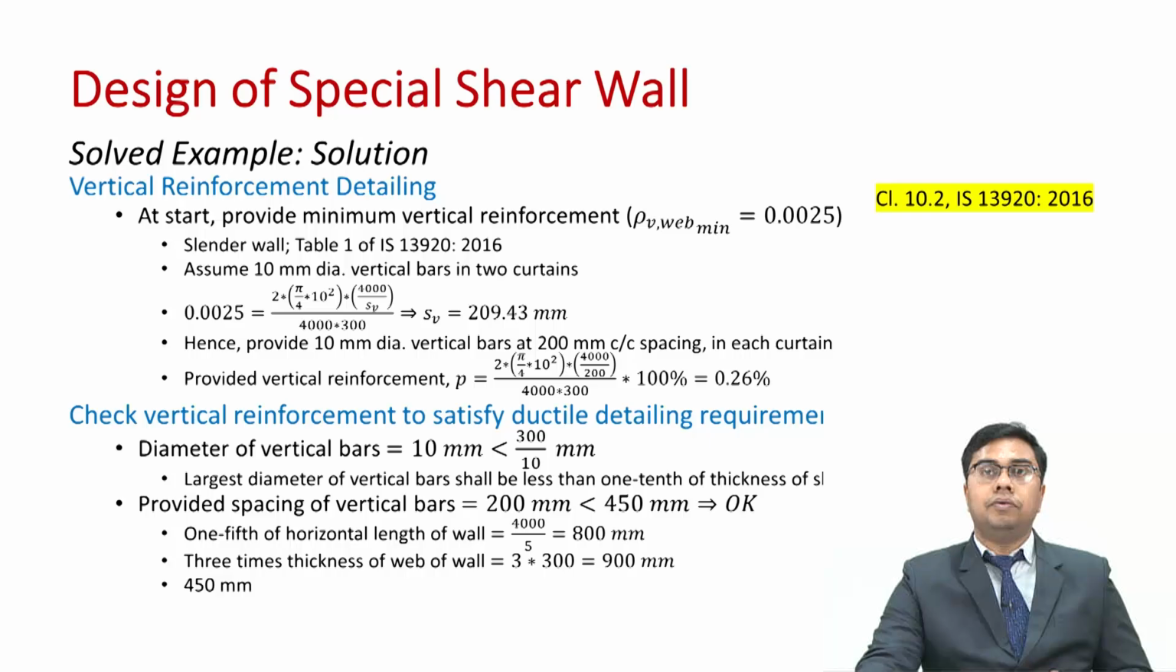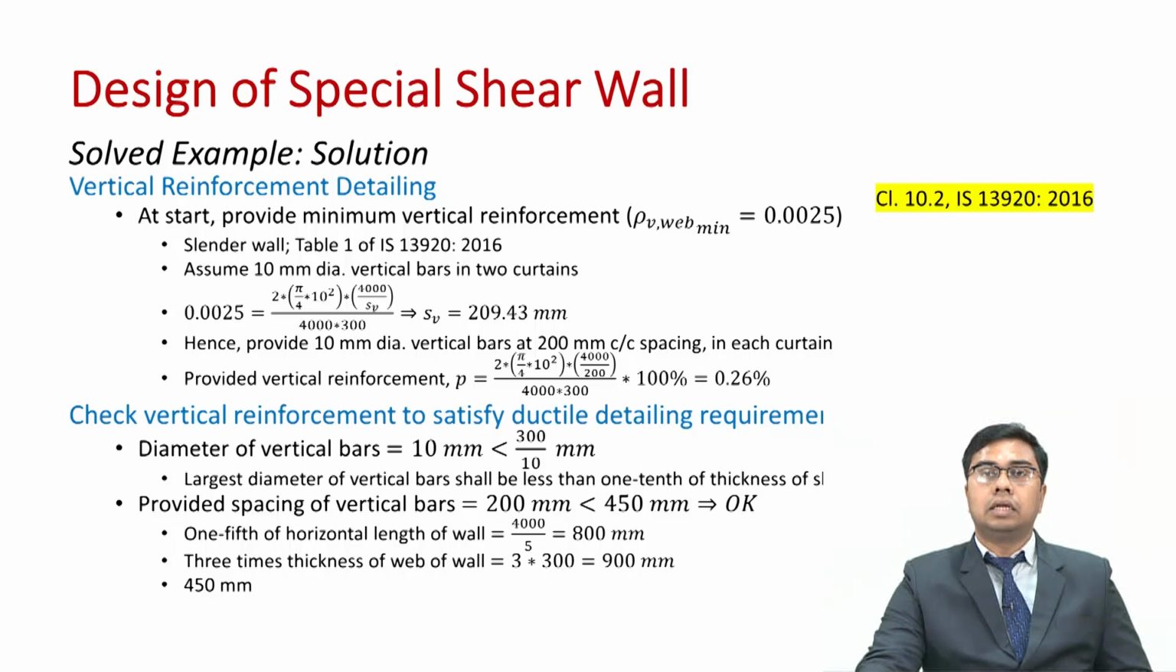Now, if we were providing in only one curtain, then this 2 would have been dropped. So, in that case you would have got the value of Sv which would have been half of this. So, now we have already provided the vertical reinforcement detailing. Let us try to find out how much we have provided. So, we will calculate the value of rho, and this we have found out to be 0.26%. So, basically what it means is that we needed 0.25% and we have provided 0.26%.